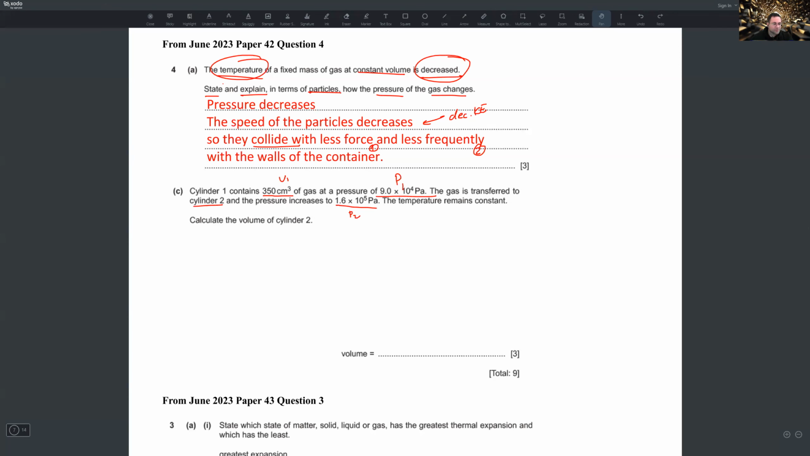How do we solve this? What's the rule? P1 V1 equals P2 V2. I know the syllabus says the rule is PV equals constant, but that's how I prefer to use it because it's much easier to remember P1 V1 equals P2 V2 than PV equals constant. It's less annoying. So P1 V1 equals P2 V2. What's the rule?